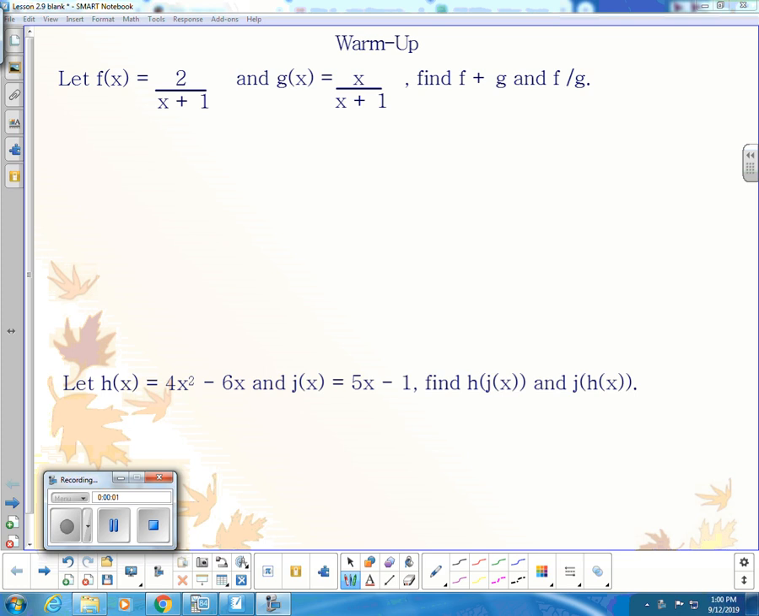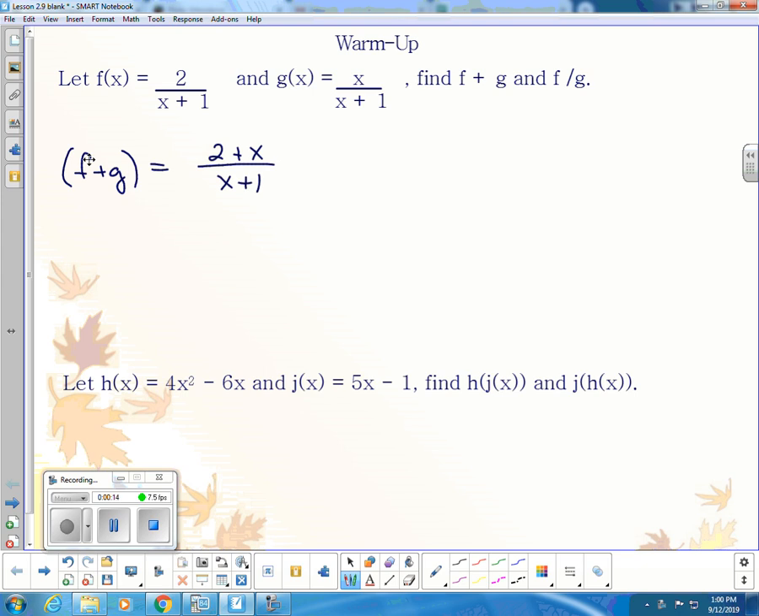All right, so if we are adding f plus g, this is a pretty easy one, right? Because the common denominator is already there. So all we have to do is add the numerators. Easy enough? Okay, they didn't ask, but what would the domain be? All reals except -1, okay? All right, very good.